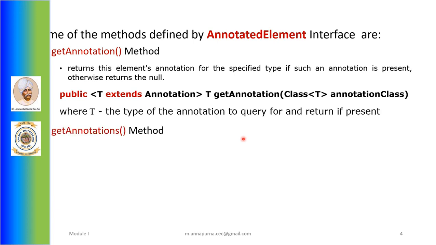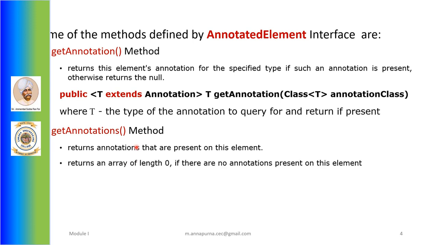Next, we have the getAnnotations method. The getAnnotations method of java.lang.Class is used to get the annotations present in this class. The method returns an array of annotations present. If there are no annotations present in this class, then it returns an array of length 0. The caller of this method can modify the returned array.